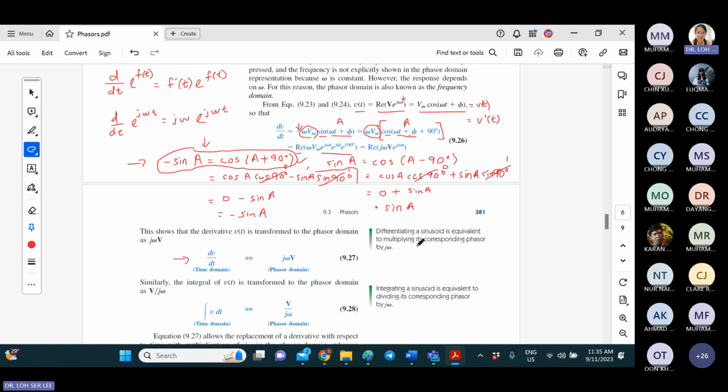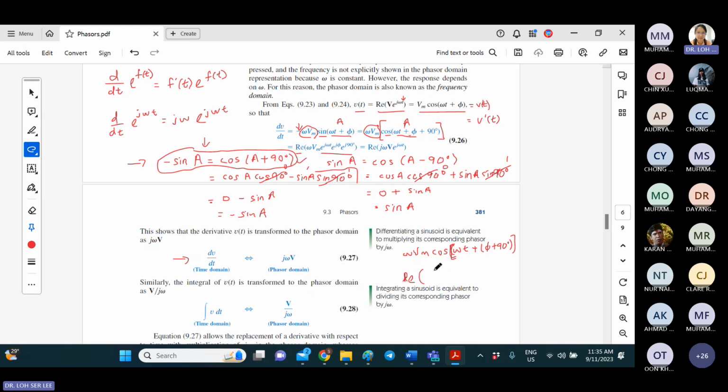If you want to look at the relation, the basic one is VM cos of omega t plus, in a bigger bracket, phi plus 90 degrees. So this is the real part of the complex number.